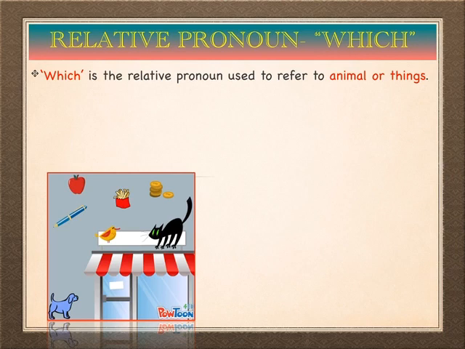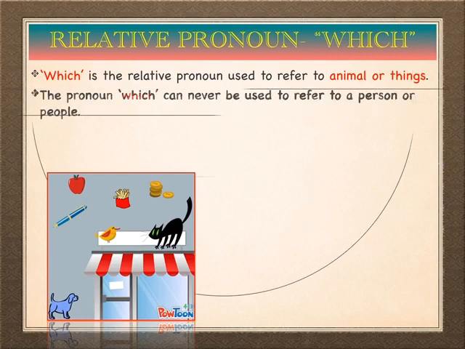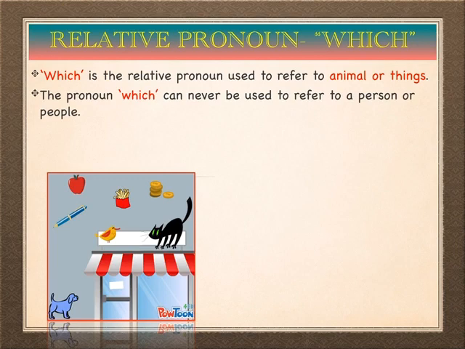The pronoun which relates to cat, dog, bird, food, items, pen, house, etc. But it doesn't show that it relates to human beings. So, the pronoun which can never be used to refer to a person or people. So, we cannot use which before the noun which is representing a person or people.